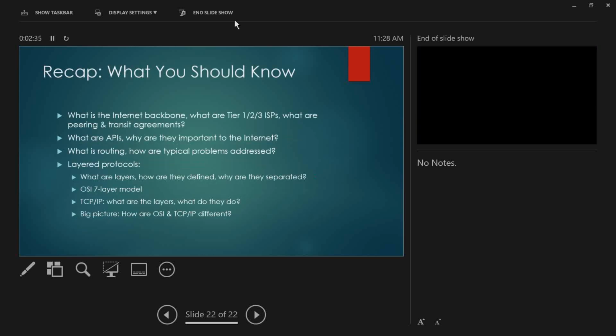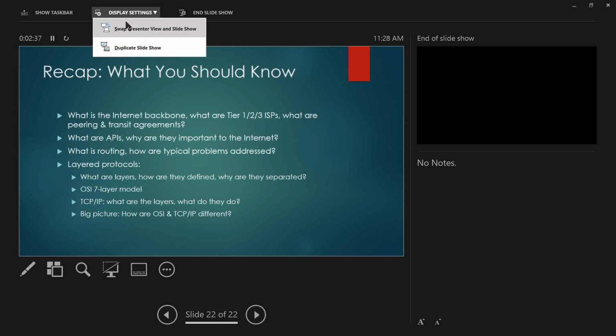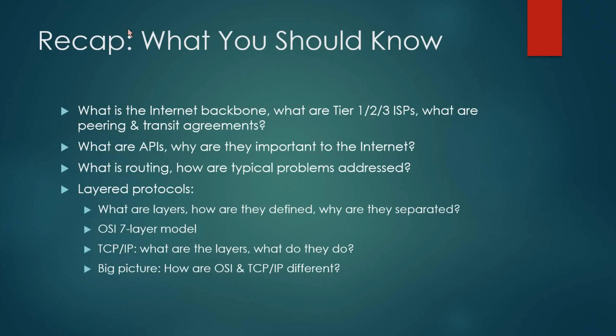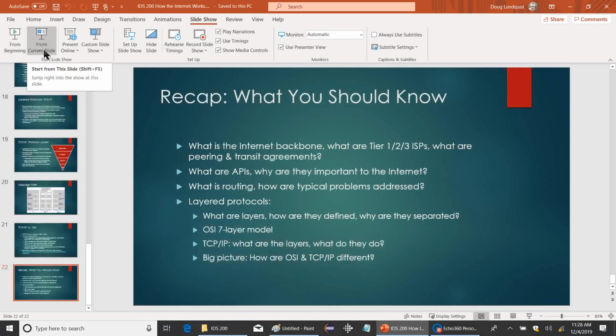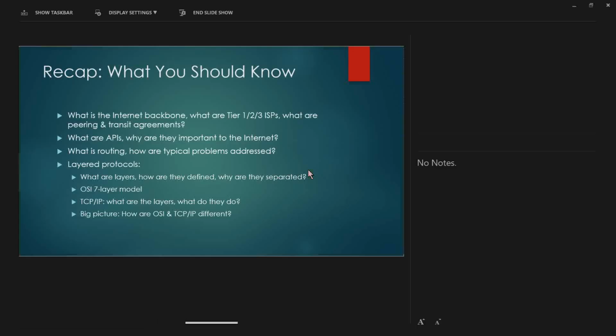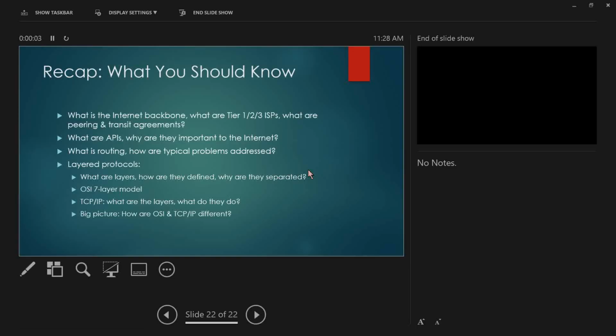So, let's do a recap. Stuff you need to know. There's a lot of stuff in this section, but not all of it is stuff that I expect people to know. So, number one, what's the internet backbone? You should know what that is. What are tier 1, 2, and 3 ISPs? What are peering and transit agreements? Okay, simple stuff. What's an API? Why are they important to the internet?